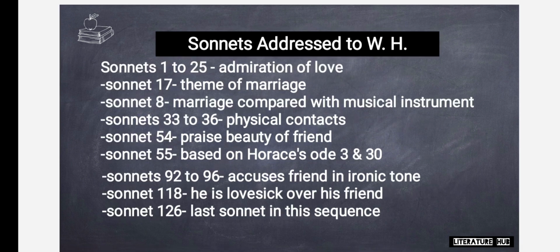Sonnets addressed to WH or sonnets addressed to the fair youth. In this part, from sonnet number 1 to 25, there is admiration of love. The poet finds the entire nature's beauty in the face of his friend. The poet compares love with food and hunger as well.